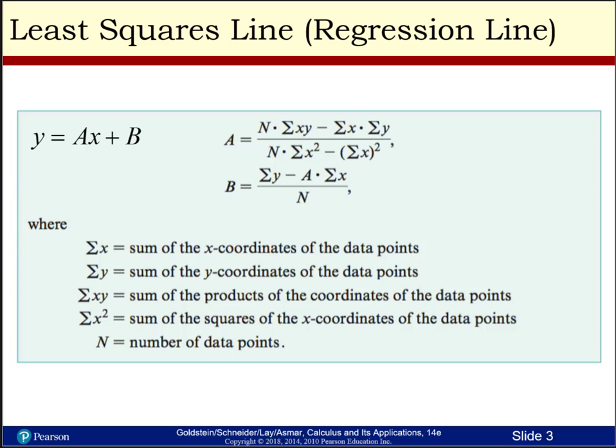where the sum of x is the sum of all the x coordinates of the data points, and the sum of y is the sum of the y coordinates of the data points. The sum of x times y is the sum of the products of the coordinates of the data points, and the sum of x squared is the sum of the squares of the x coordinates of the data points, where n is the number of data points.